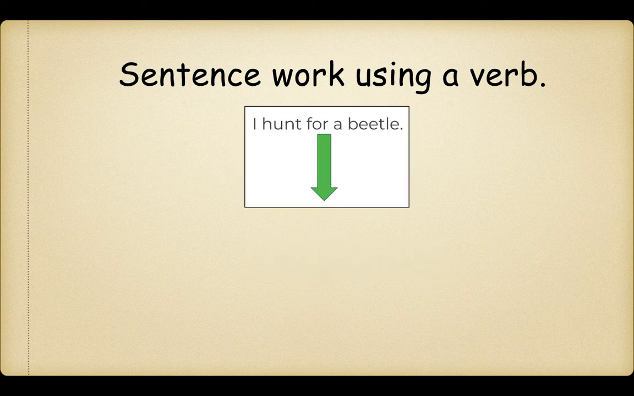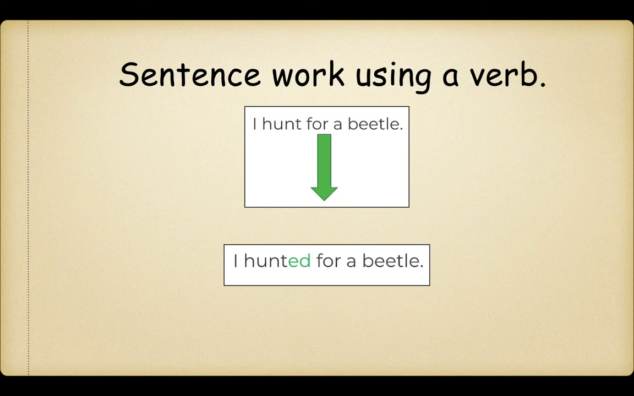I hunt for a beetle. That's happening in the present tense. And if I add ed to hunt, it changes to hunted. So we can then have the sentence, I hunted for a beetle, which tells me and the reader it happened in the past.